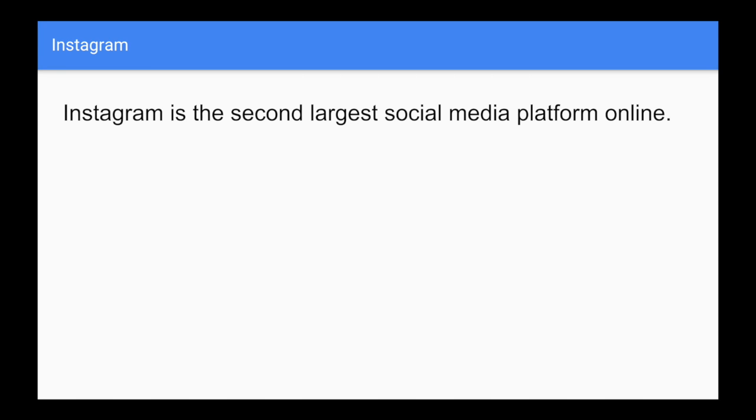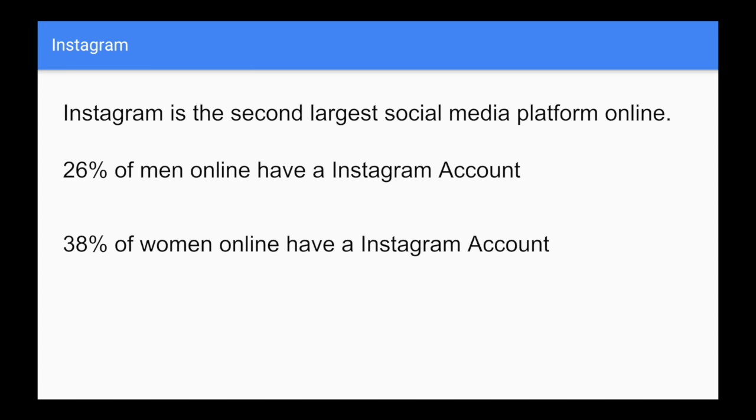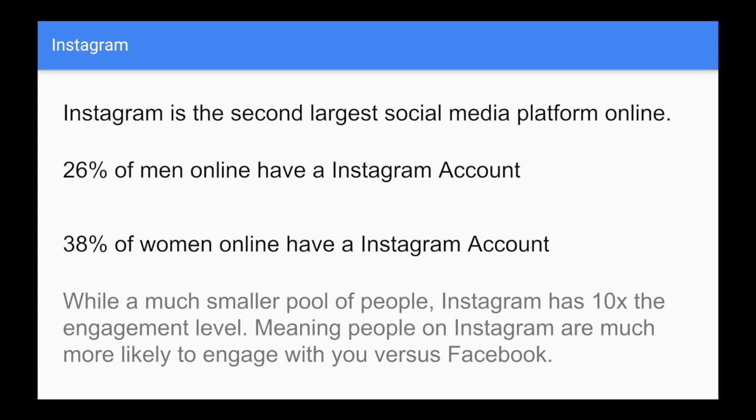In fact, a person is 10 times more likely to engage with your post on Instagram than they are on Facebook. Take, for instance, that only 26% of men online have an Instagram account, and about 38% of women online have an Instagram account. Although those are relatively smaller numbers compared to Facebook, again, this is a much more engaged audience. So what's the benefit to having an Instagram account? Well, it means you're reaching a younger audience and you're developing that particular message for pre-K parents as well as 3rd grade parents.